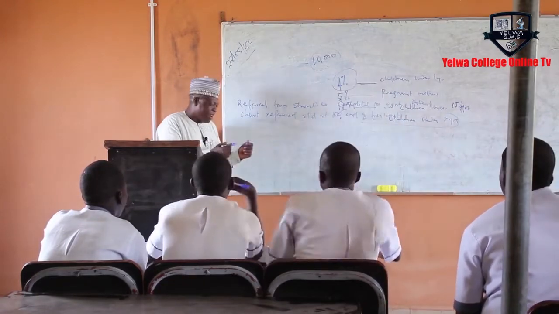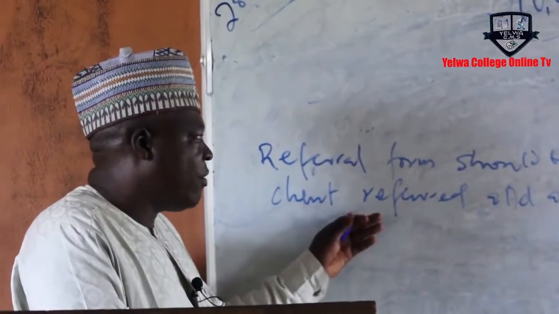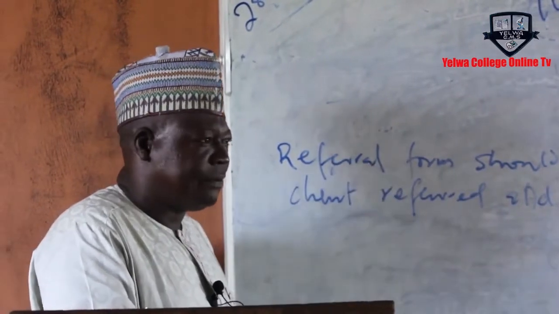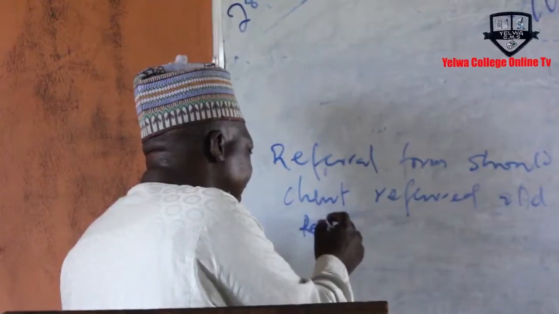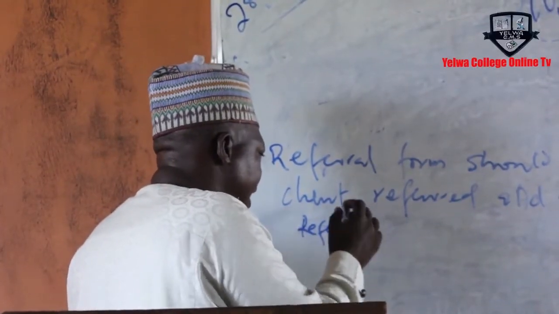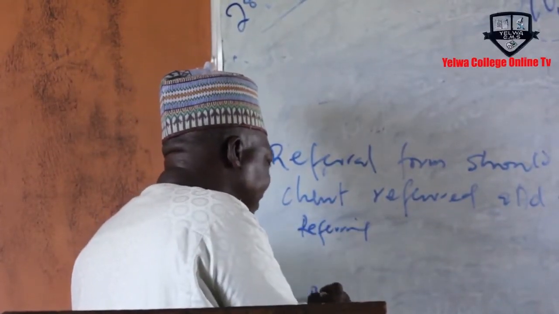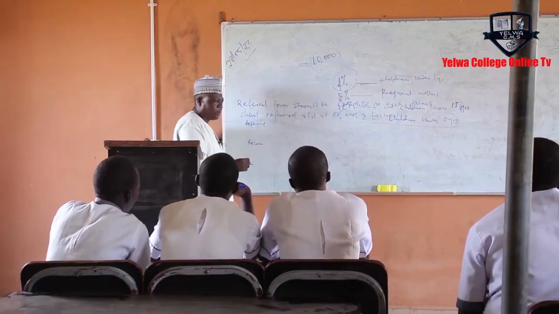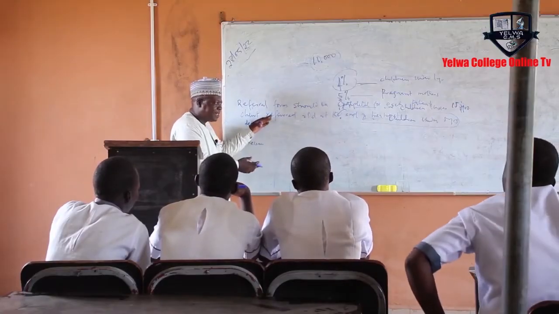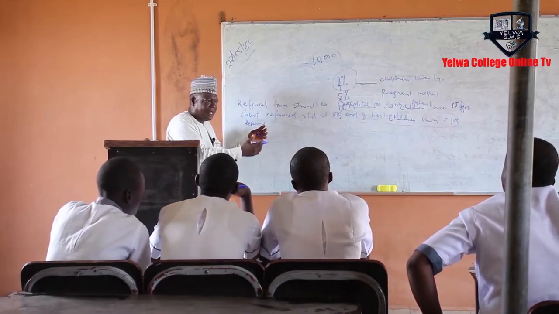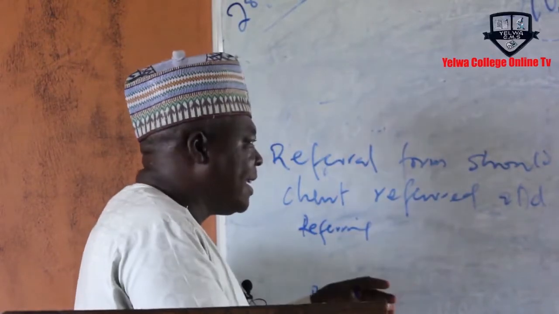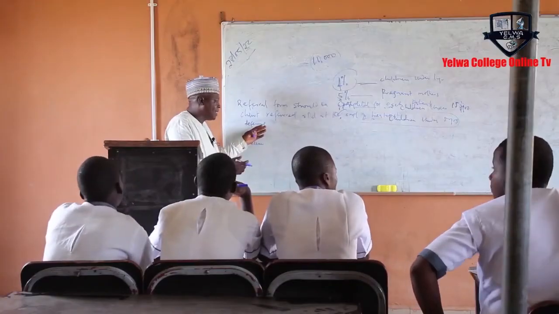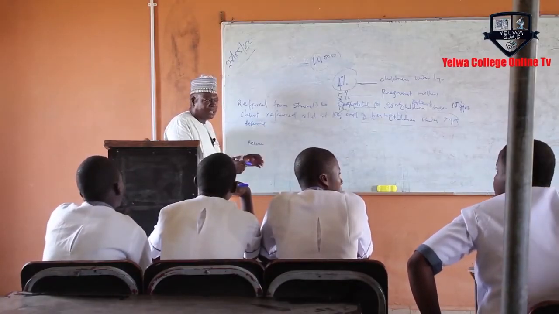You have to fill the referral form. This referral form contains two sections: the referring officer section and the receiving officer section. There are two parts. One part is for you, who is referring the patient, and the other part is for those people that will receive the patient. So for each patient that you want to refer, you must complete the referral form.